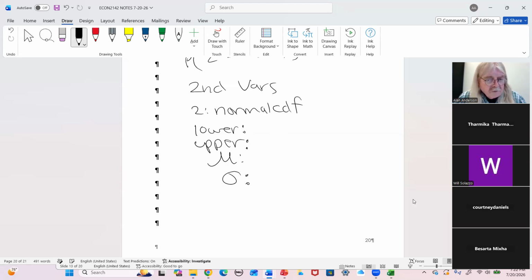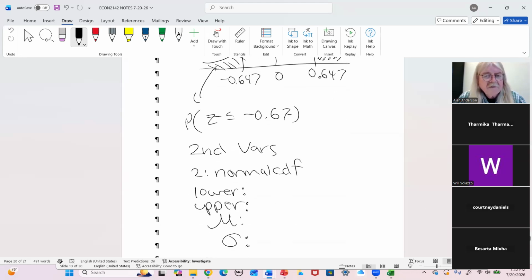What are we looking for? Negative infinity up to negative 0.67. Oh, what did I do? No, I'm sorry. It's not 0.67, it's 0.647. I just copied it wrong. Oh, sorry. I'm looking at the wrong tail. It's everything from negative infinity up to negative 0.647.